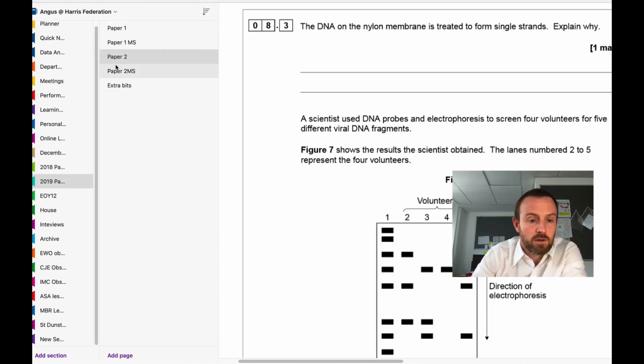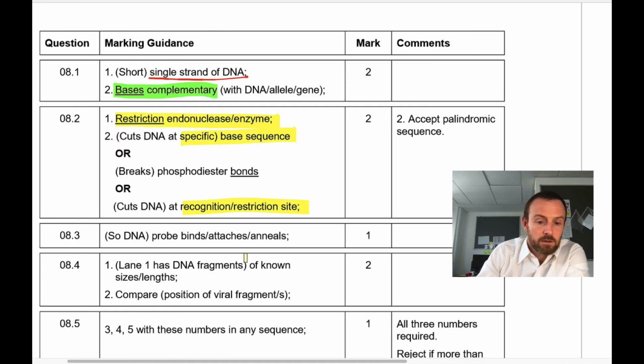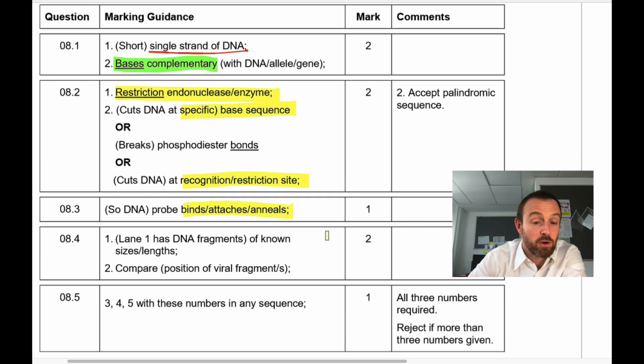The language that we need. Okay, so the probe binds, attaches or anneals. Yeah, if you haven't seen that word anneal, you might not need to use it because binding will do, but you could be given that word. Annealing means when complementary bases bind to each other. Annealing.